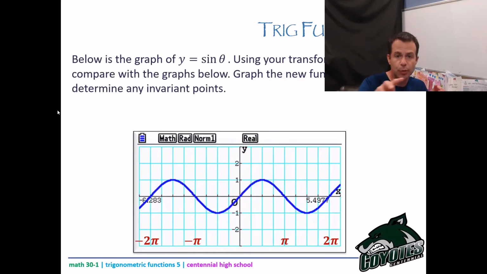theta. So in these questions here, because we want you to think about them from a transformational standpoint, we are establishing the base function as y equals sine of theta. And now we're going to ask you to use your transformation skills and compare the graphs below, graph the new functions, and determine any invariant points.